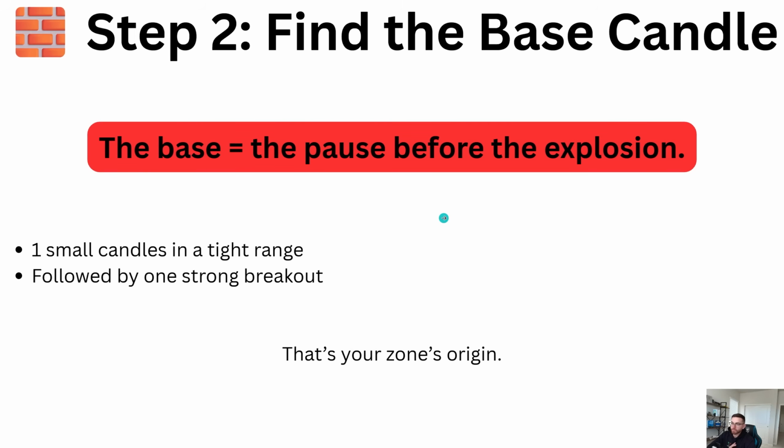Step number 2 is finding the base candle. The base candle is the consolidation before the big move. It's the area where price paused, accumulated orders, and then exploded away. So what you will see is one small candle in a tight range, followed by a big breakout candle. That is your zone of origin.